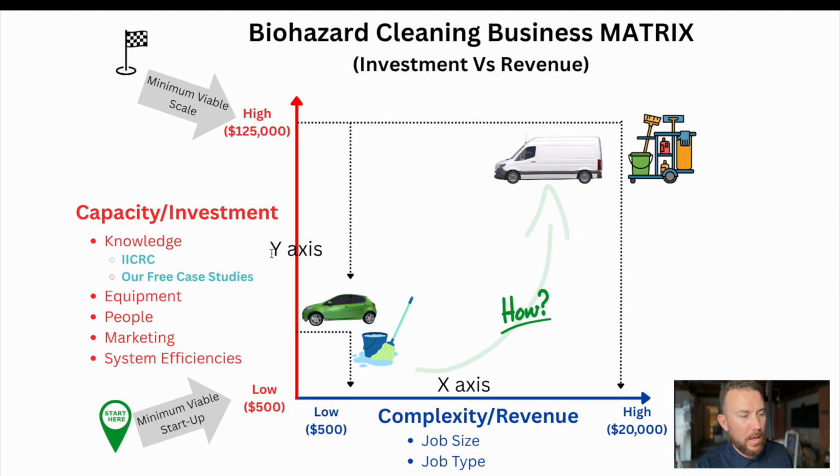Let's first look over here at the y-axis. This is capacity slash investment. So what is that? Your capacity is the thing that allows you to complete certain jobs of a certain size. So for example, knowledge. If you have a little bit of knowledge versus a lot of knowledge on the topic of biohazard cleaning and techniques and different biohazards as they present themselves, and you're able to problem solve and get really good outcomes, that forms part of your base of knowledge.